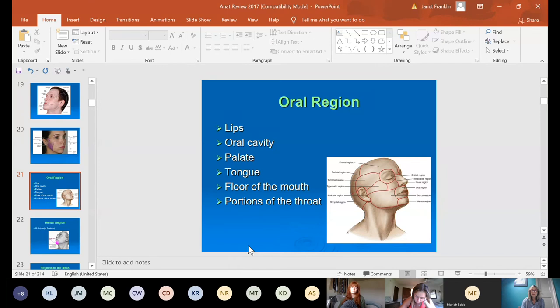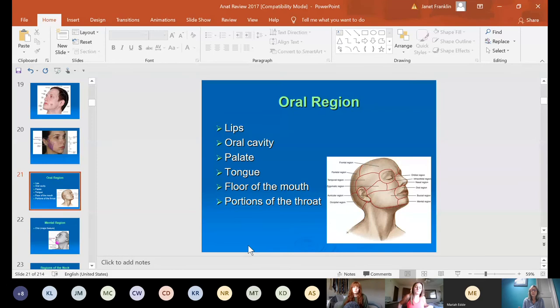Then we've got the oral region. We've got your lips, and then your oral cavity is the opening to your mouth. And you've got your palate up at the top, your tongue. The floor of your mouth is that area underneath your tongue. And then part of your throat is considered part of your oral region. The floor of your mouth is kind of that horseshoe shape where the base of your tongue sits here, and then it goes all the way back. So if you move your tongue, it goes all the way to the back. That's considered the floor of your mouth.